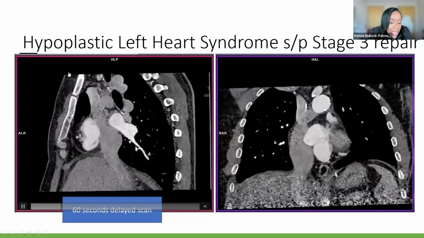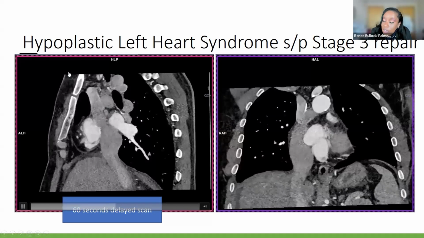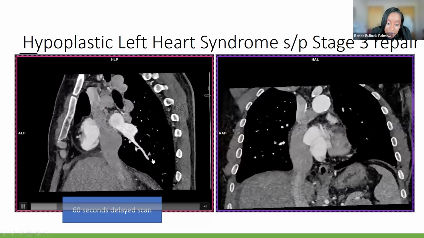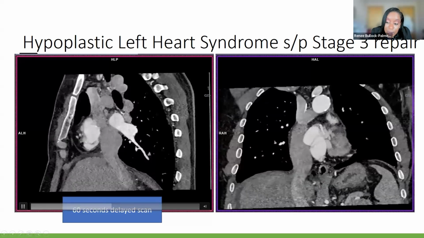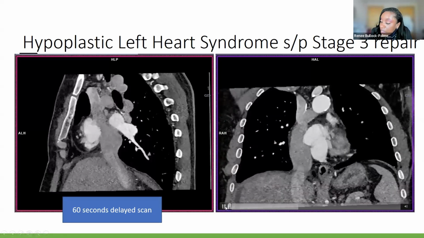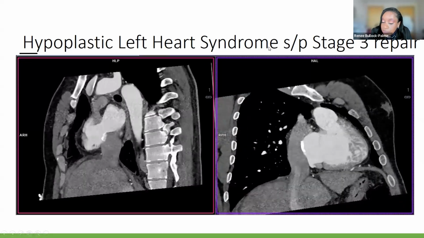In these cases, you have to have a 60-second delay, because if you don't do a delayed scan, you can end up overdiagnosing or misdiagnosing a patient as having thrombosis when there is none. So we always do a delayed scan on these patients.